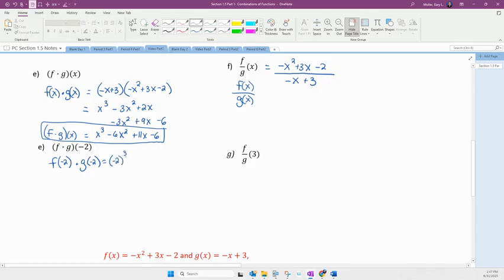-2 cubed, 6 times -2 squared, plus 11 times -2, minus 6. Negative cubed is a negative, so that's 8. That becomes positive 4, so that's minus 24. Minus 22, minus 6. Let's see. We've got negative 30, 54, negative 60.